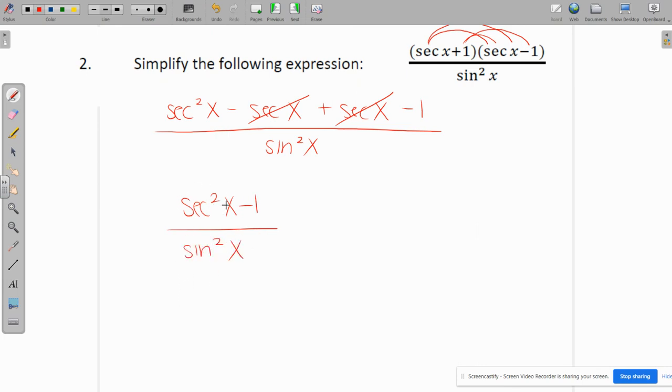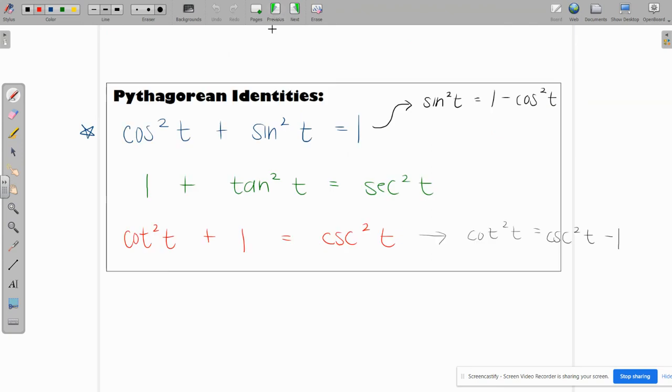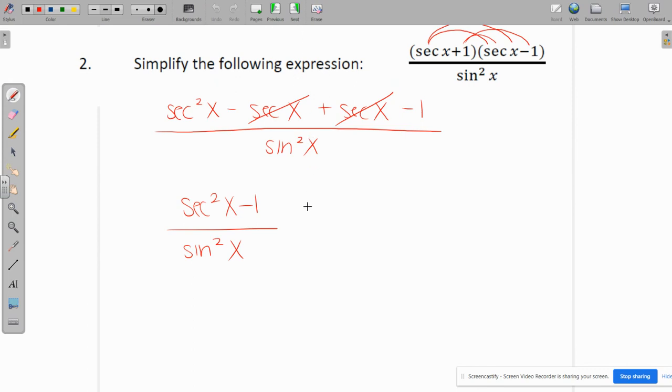As soon as I see a trig function that's been squared and a 1 together in an expression, I'm thinking to myself, is it possible that this is a Pythagorean identity? So secant squared of x minus 1. Let's look back. This identity has a secant squared and a 1. So if we take away 1 from both sides to get secant squared of t, in this case, minus 1, that actually equals tangent squared. So that means that I can simplify this, and I could say that the numerator is actually tangent squared of x, over sine squared.